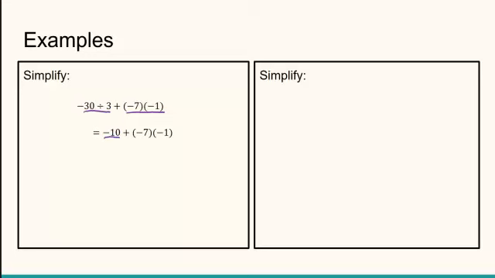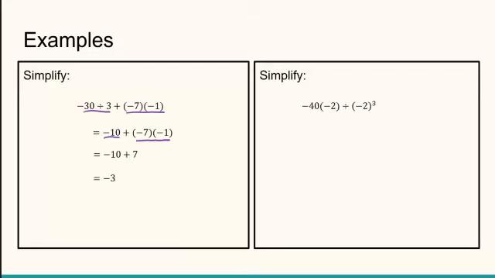Then I'm going to move on to my multiplication. The signs are the same. The answer is positive. Now that I've done that, I'm going to do my addition. I'm going to have negative 10 plus 7. Need to remember my addition and subtraction rules. The signs are different. I'll subtract, keeping the sign of the larger. My answer is negative 3.